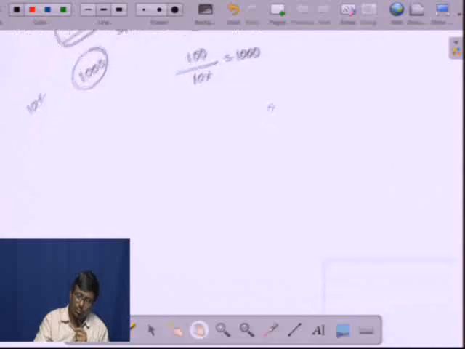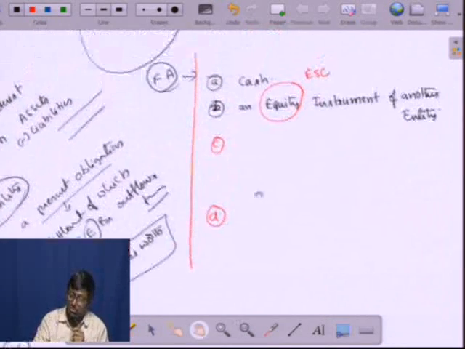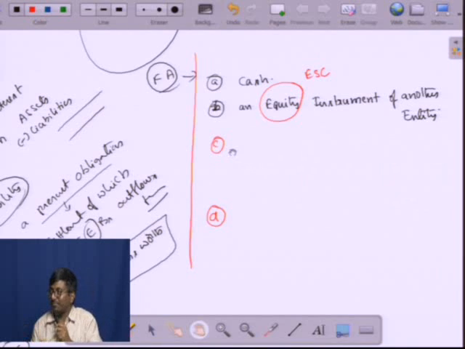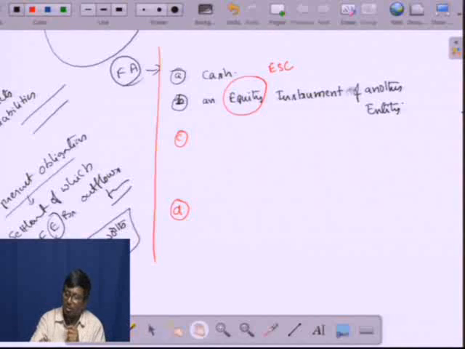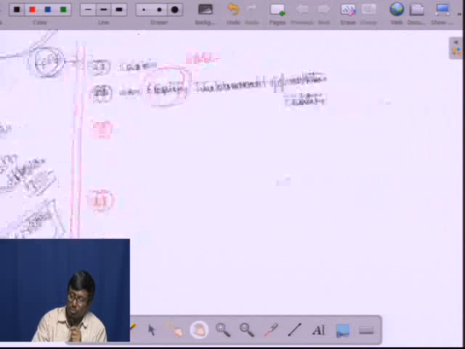Next point I would like to say. So that's why I stopped here. Don't read so plainly. When he said an equity instrument of another entity, it can be what? An equity instrument of another entity can be what? That means a debenture can also be an equity instrument to another entity. Got my point? One more small example I would like to give.